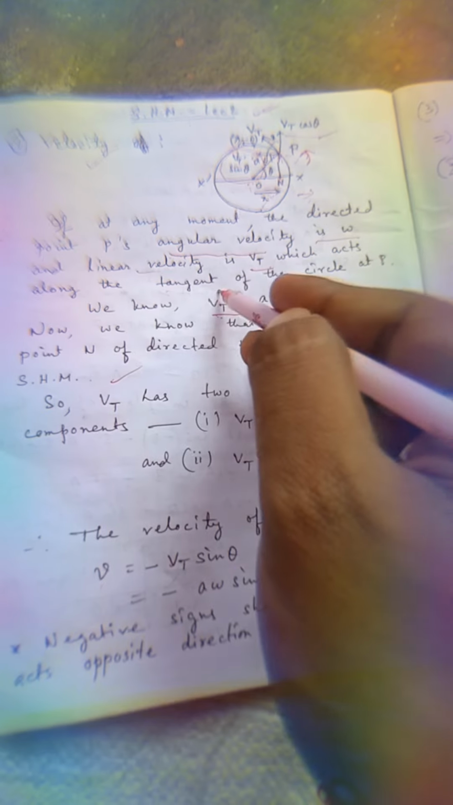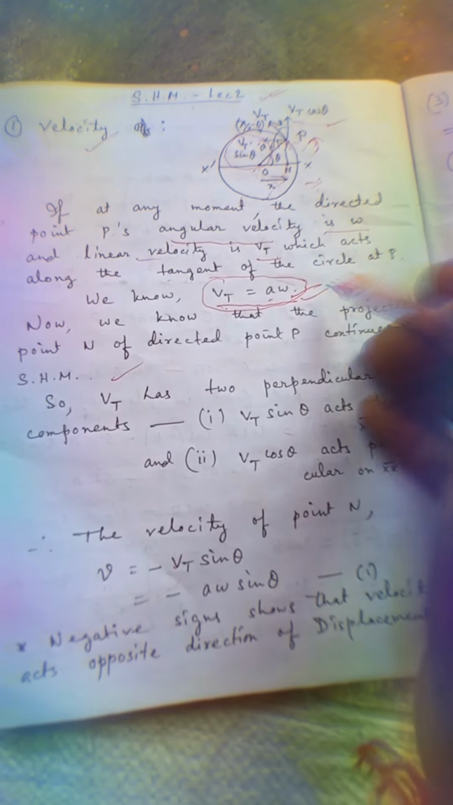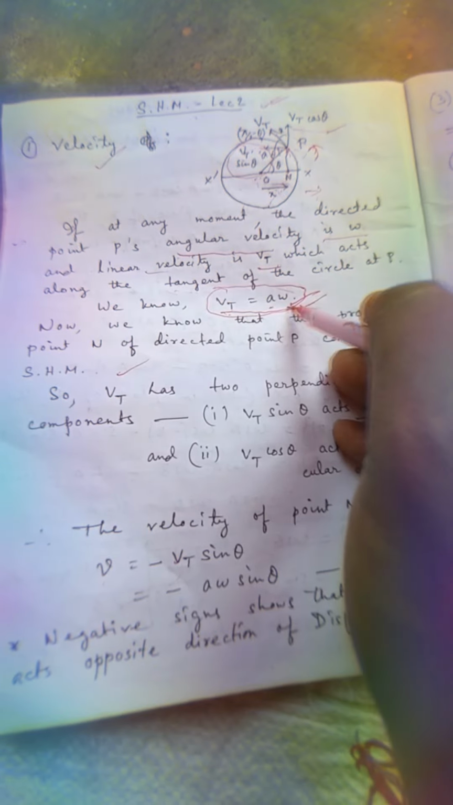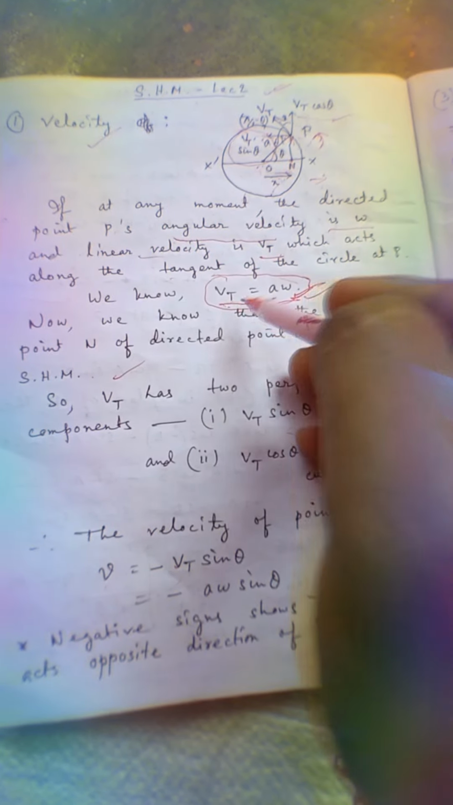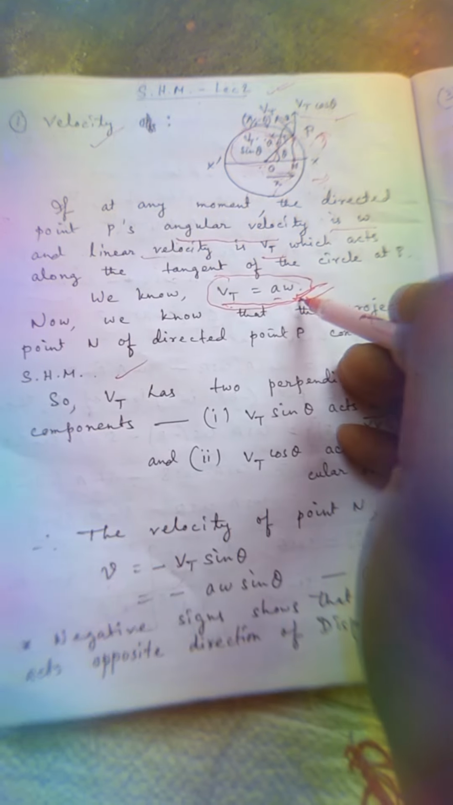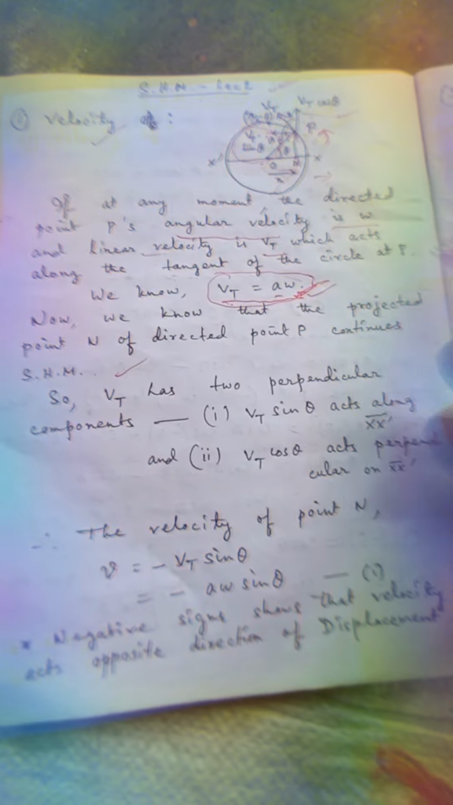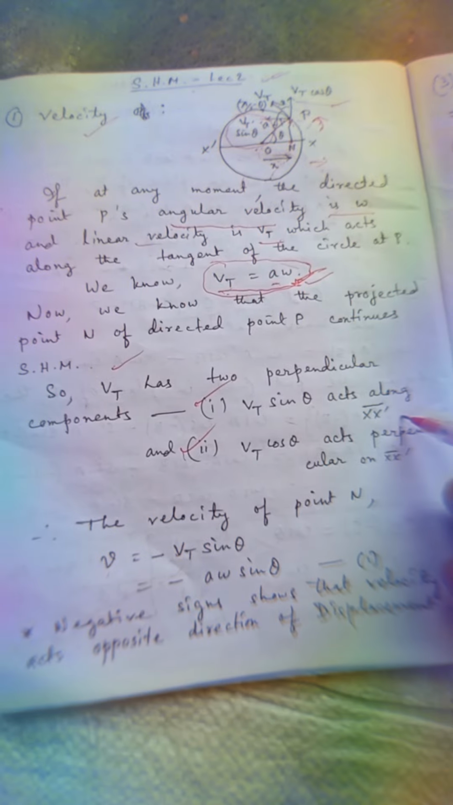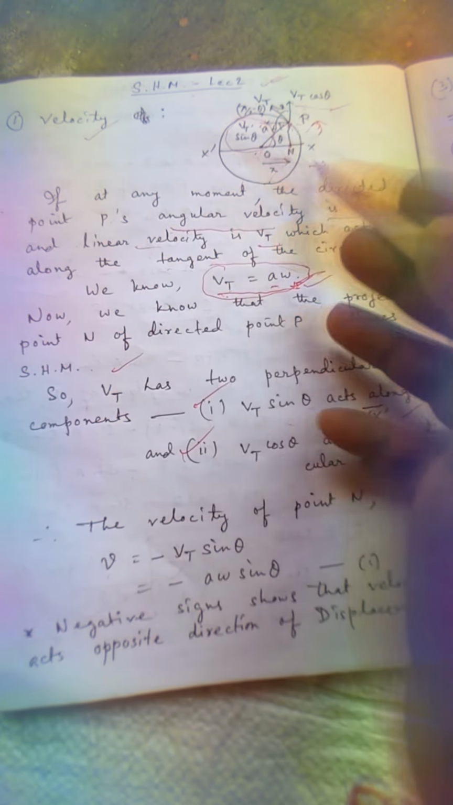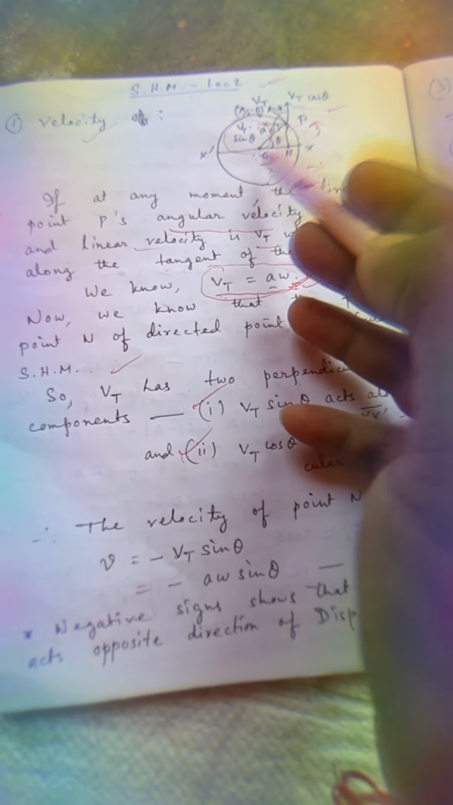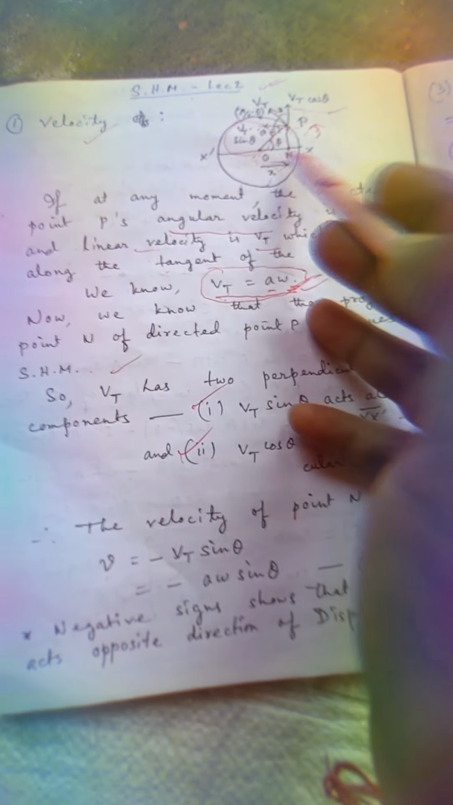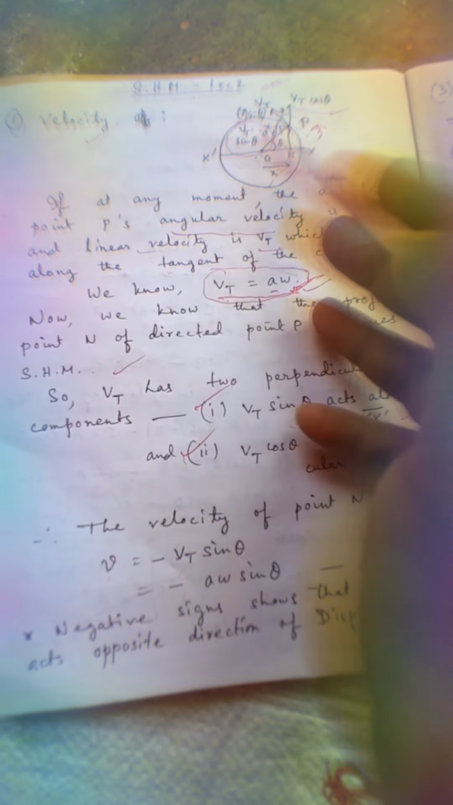Also we know from rotational physics that linear velocity Vt is equal to radius multiplied by angular velocity. So this is the relation. Here I have written the two components: Vt sin theta, which acts along the x axis, and this component is parallel, they have the same direction.